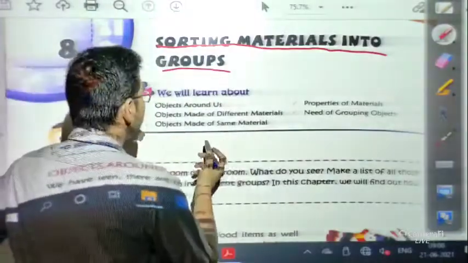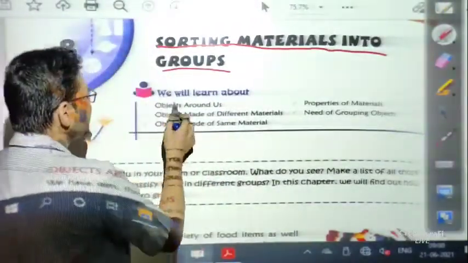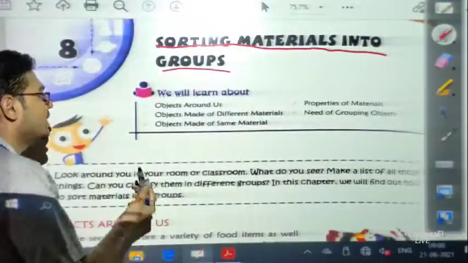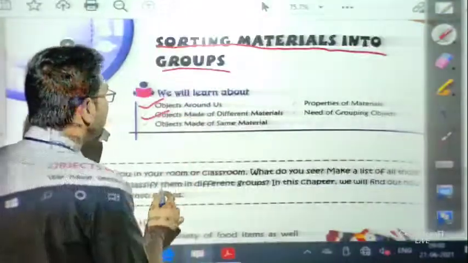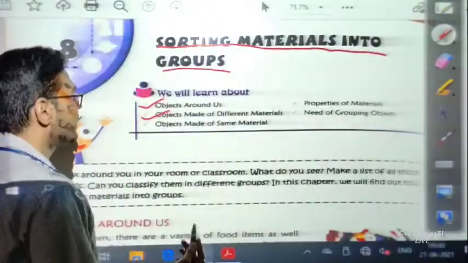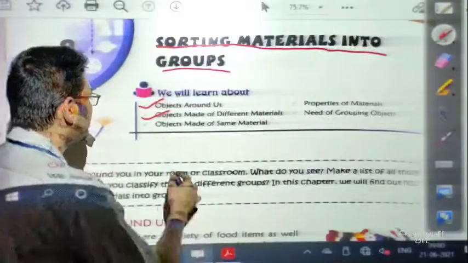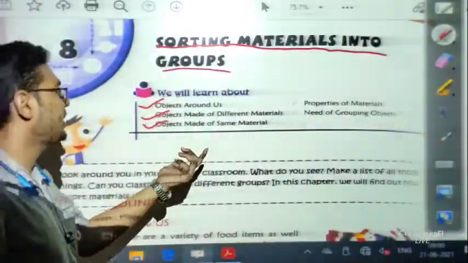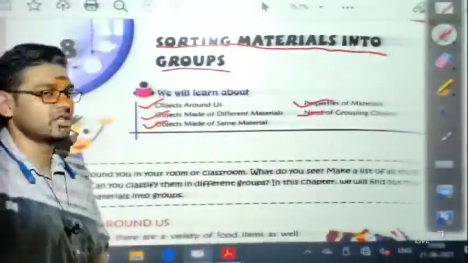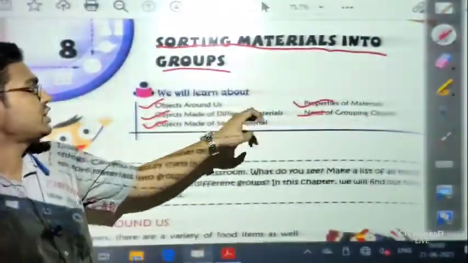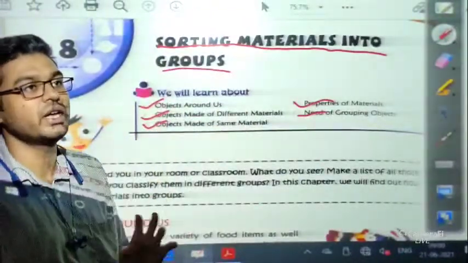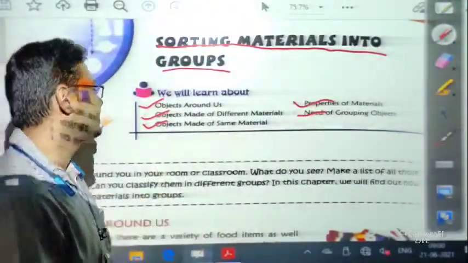So first of all, focus on what we will learn in this chapter. First, objects around us. Second, objects made of different materials. Different objects are made of different materials. Objects made of the same material, many objects are made of the same material. Properties of materials, what are the properties of material? And the need of grouping objects. Why do we differentiate these objects into different groups? These are all things we are going to discuss in this chapter.